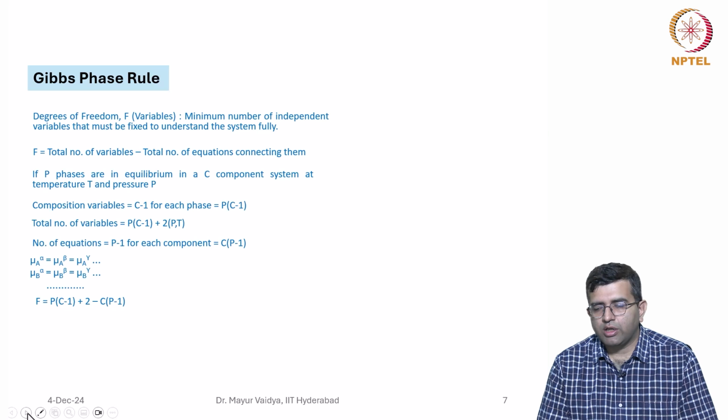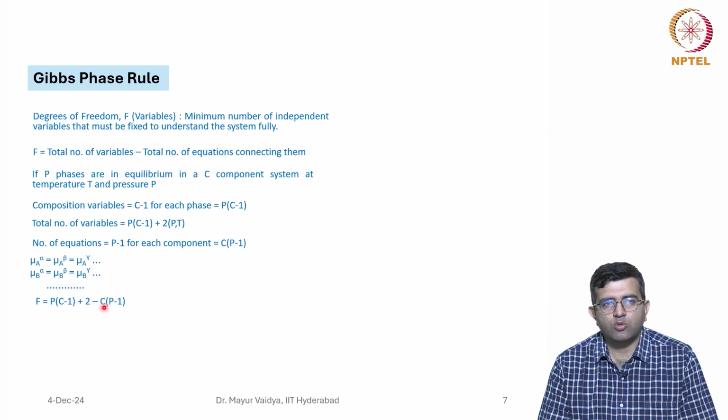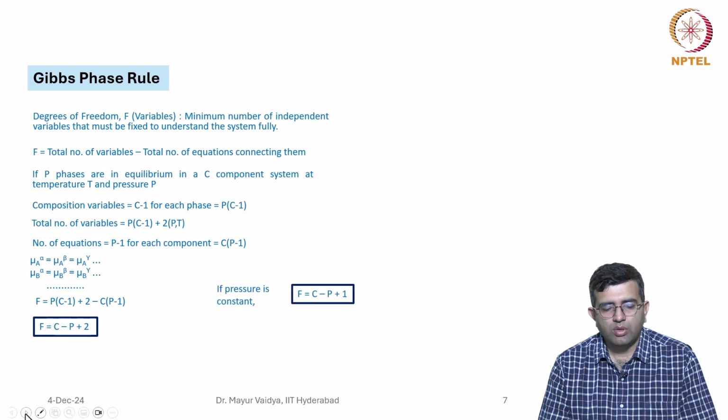So, therefore, the degree of freedom is equal to P into C minus 1 plus 2, minus C into P minus 1. If you rearrange this, you get F is equal to C minus P plus 2. This is your Gibbs phase rule. And if the pressure is constant, which is the case for several metallurgical processes, then you get F is equal to C minus P plus 1, because instead of 2, now the variable is only 1. This is known as the condensed phase rule.